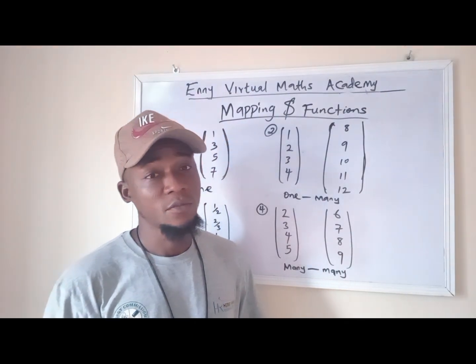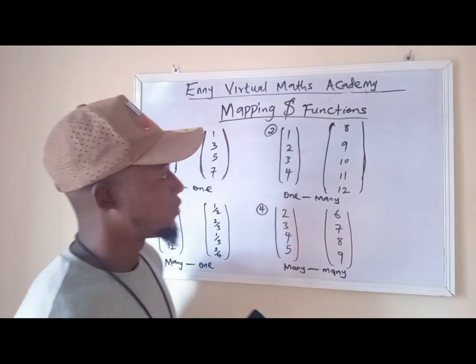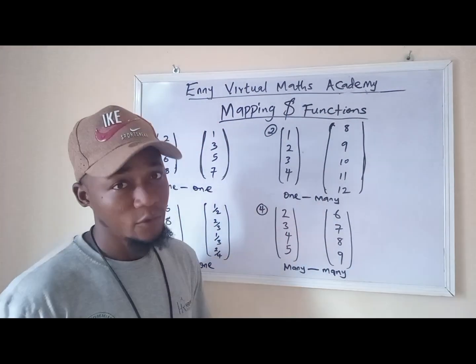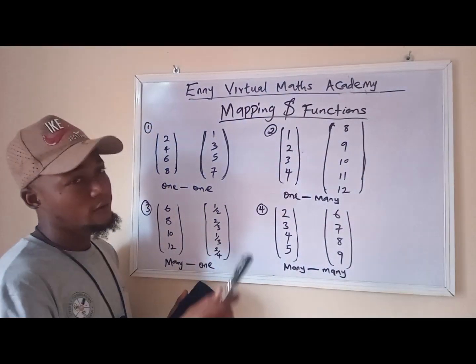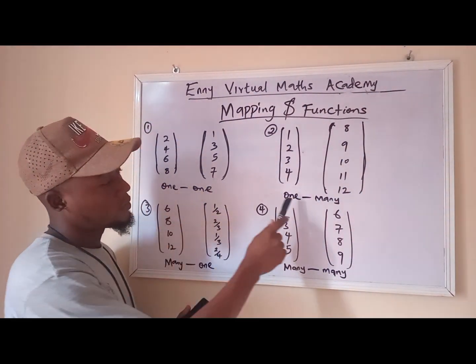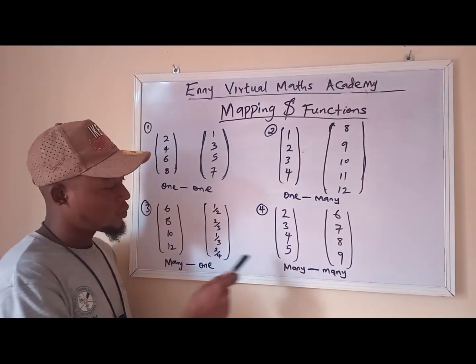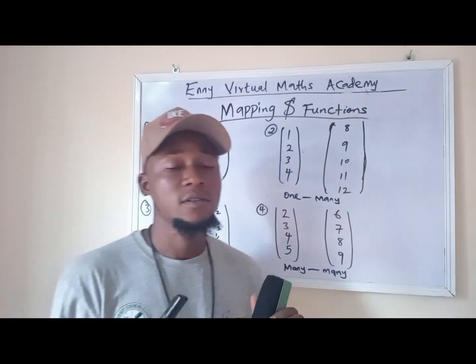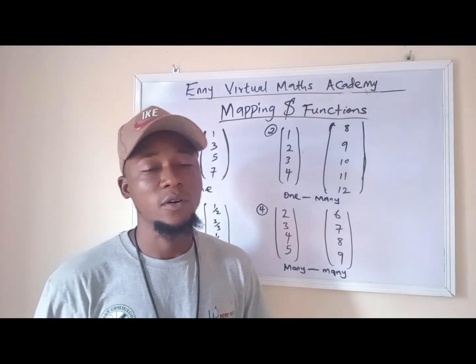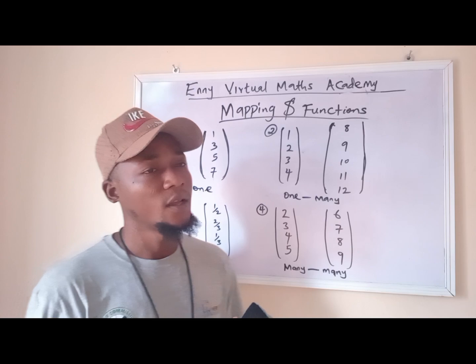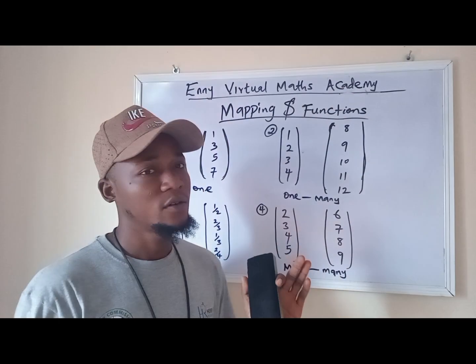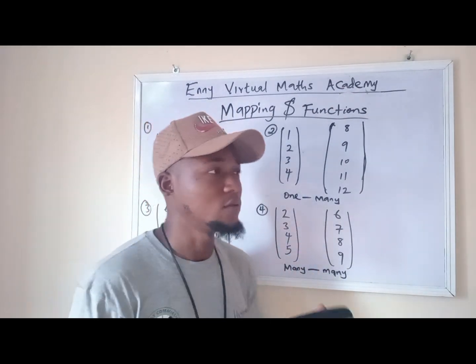Today we'll be talking about mapping and function, as you've seen on the board. Mapping and function. Now I have one-to-one, one-to-many, many-to-one, many-to-many. That's the four types of mapping that we have. Now I will be mapping this to show you how it is being done.